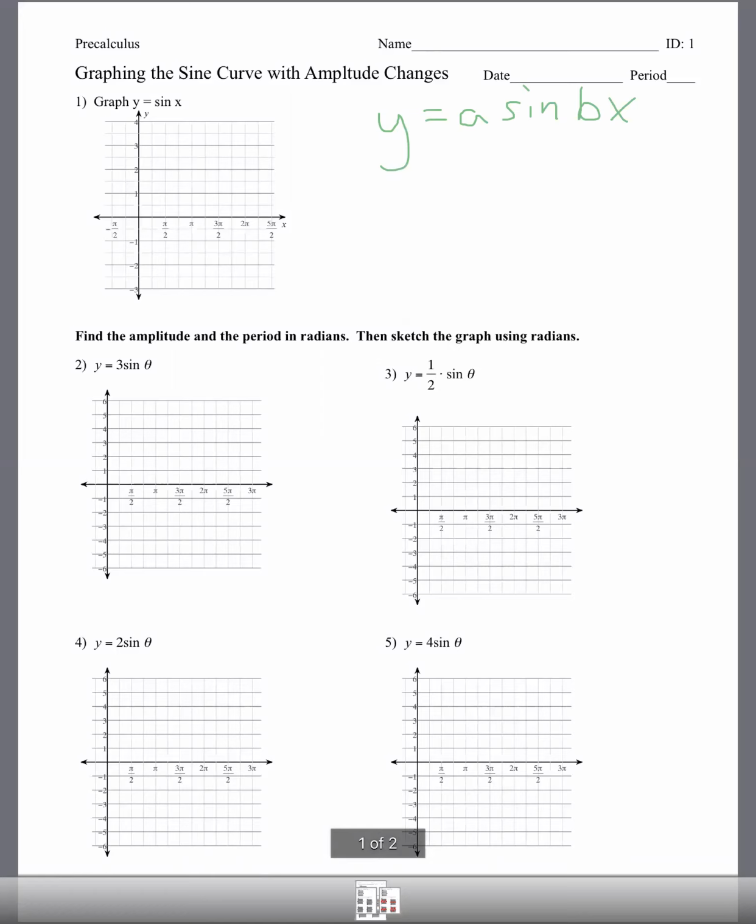Hopefully you can see on your graph, or I'm linking this sheet so you can look at the sheet. Take a look at the x coordinates right here, what we have. We have pi over 2, pi, 3 pi over 2, 2 pi, 5 pi over 2. Okay, 2 pi, if you remember, is a full circle, right? So if you start at 0 on the unit circle and you go all the way around, you've gone 2 pi radians. That's one full circle.